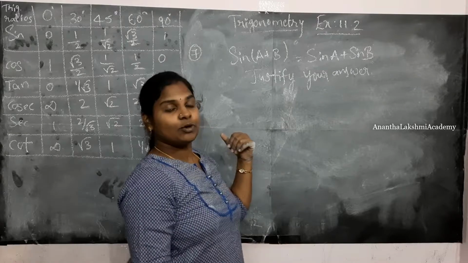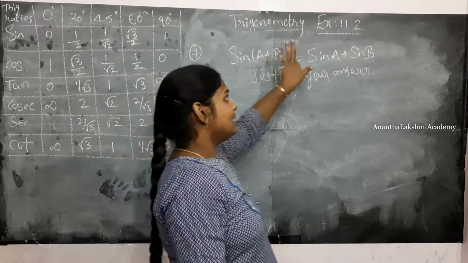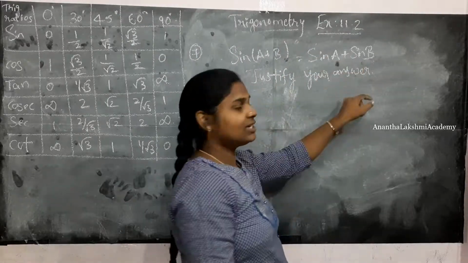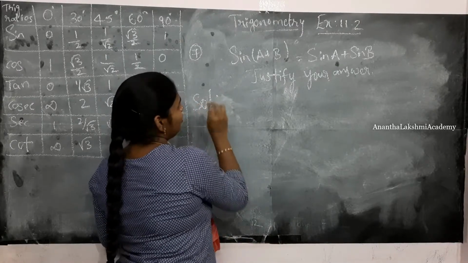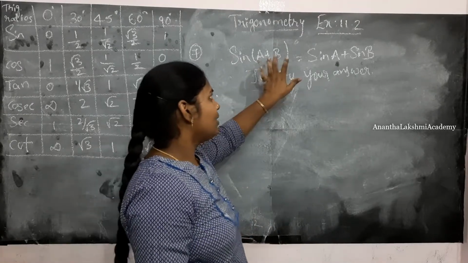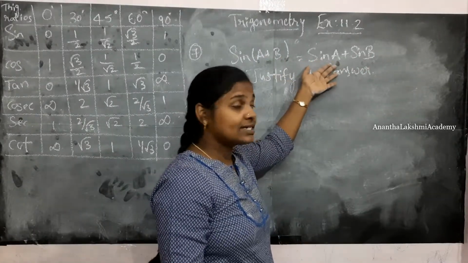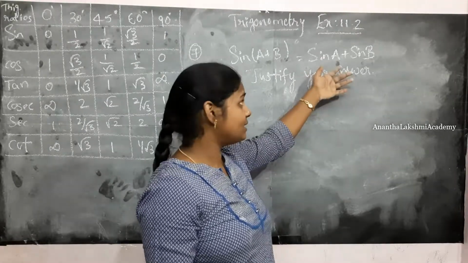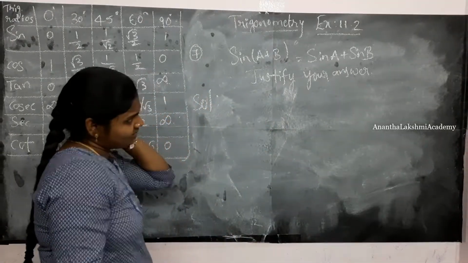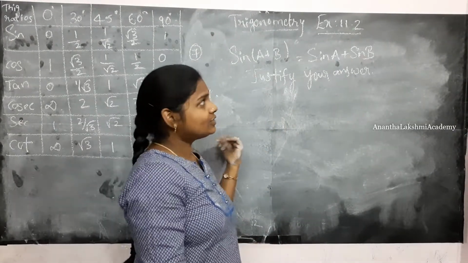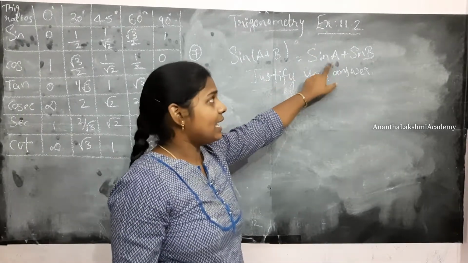So look at the 7th problem. Here they have given: is it right to say sine of A plus B is equal to sine A plus sine B? Justify your answer. When they are asking us to substitute anything in place of A, it is nothing but the angle. They are asking us to justify our answer. So can we assume any angles for this? How do we do it? By assuming any values for A and B.